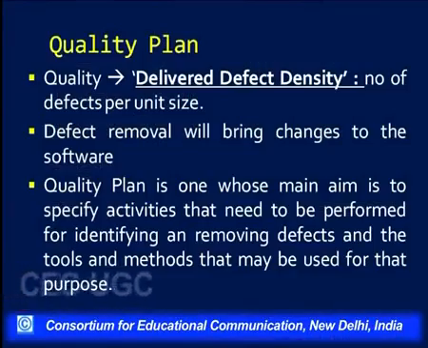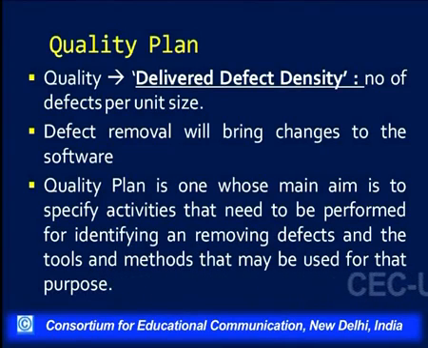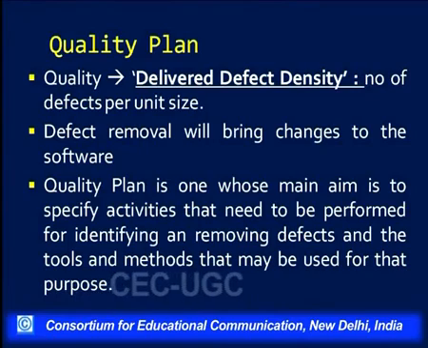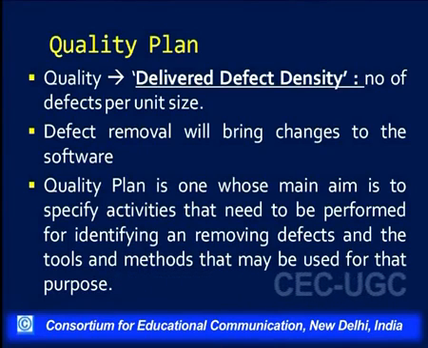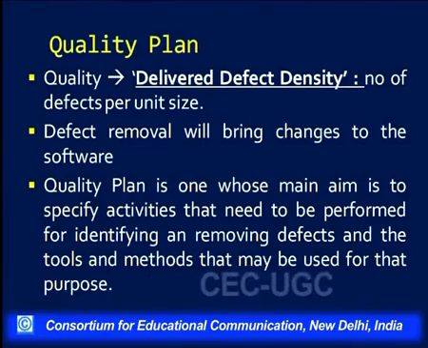Then finally we have the quality plan. Quality is defined in terms of delivered defect density. This is one of the most common ways in which quality is defined for software today. Delivered defect density means the number of defects per unit size. What is a defect? Basically a defect is anything in the software which is not as per the requirements of the user. Anything which the system is doing and is not required by the user, was not specified by the user, is a defect.